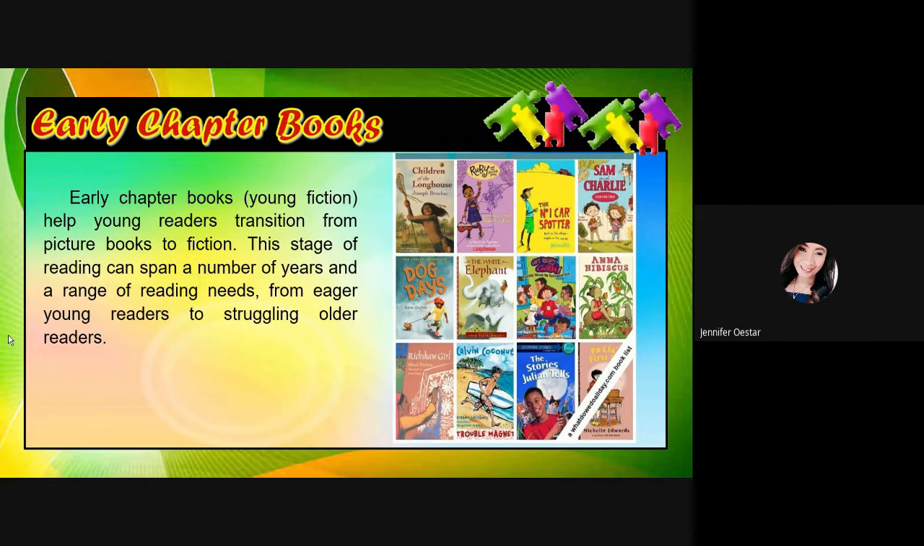And also, early chapter books can also be given to those struggling readers, even though they are older than the natural age. They could be older, but if you want them to be taught how to read, and they find it difficult to read, you can give them early chapter books suited for children. So here are the examples.